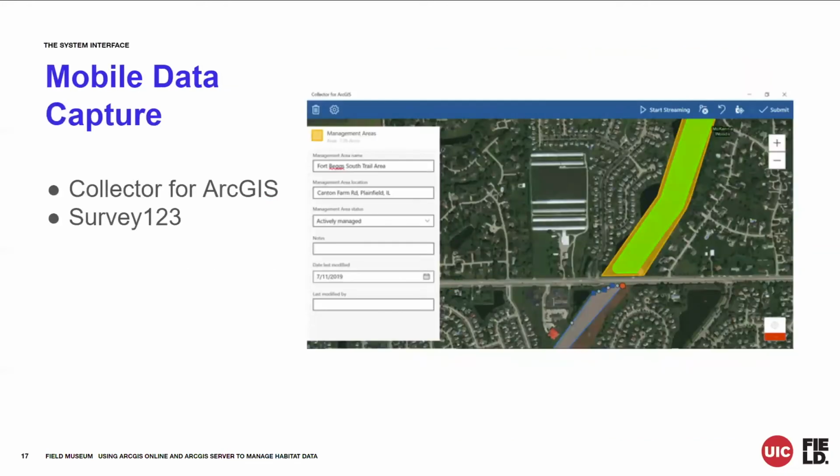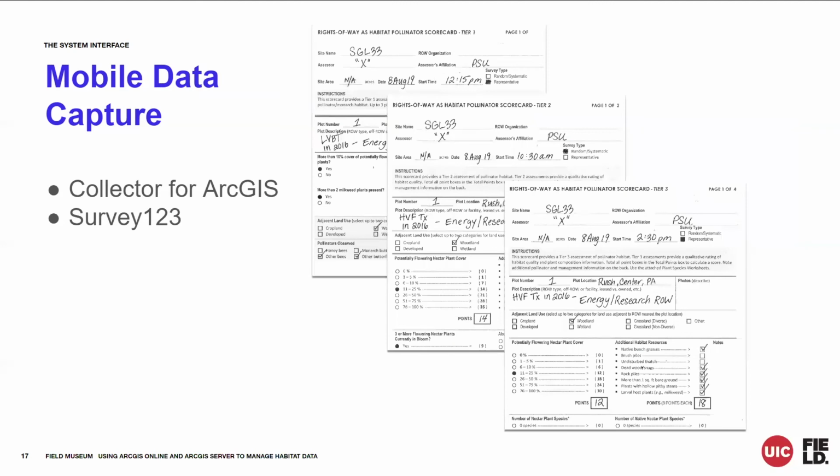To assist organizations in getting data into the database, we have provided a customized web map within each organization's fieldwork group. This web map can be used in the Collector for ArcGIS app to collect boundary and attribute data for sites and management areas. We have also provided a Survey123 form for each organization to collect habitat assessment information. This form is based on a pollinator habitat survey developed by the Rights of Way as Habitat Working Group.